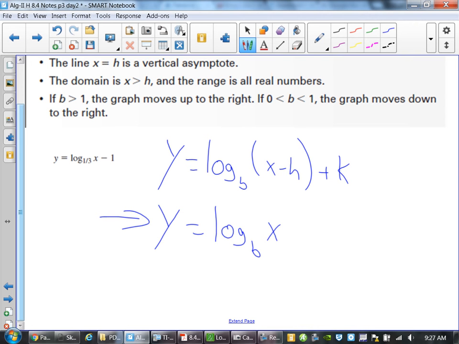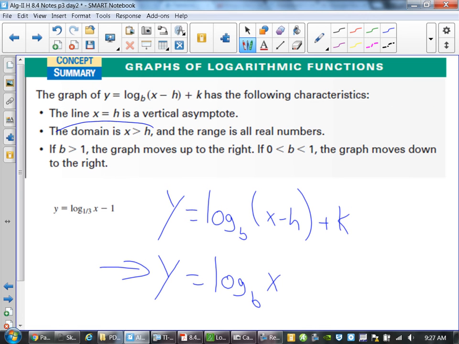Vertical. Very good. Your domain is always going to be greater than h because x equals h is going to be a vertical asymptote. Right? Your value of h is going to be your vertical asymptote. If the base is greater than 1, it goes up and right. If the base is between 0 and 1, it moves down and right. That's really all there is to it with logarithm graphs.